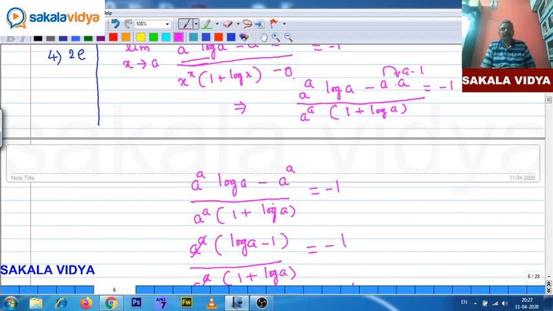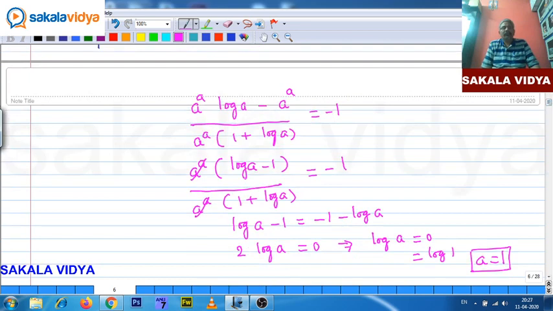So, a to the power of a by a to the power of a into 1 plus log a, to the power of a is taken common out. So, we have now log a minus 1 by 1 plus log a is equal to minus 1. Cross multiplication, we get log a is equal to 0, 0 means log 1, so a is equal to 1.